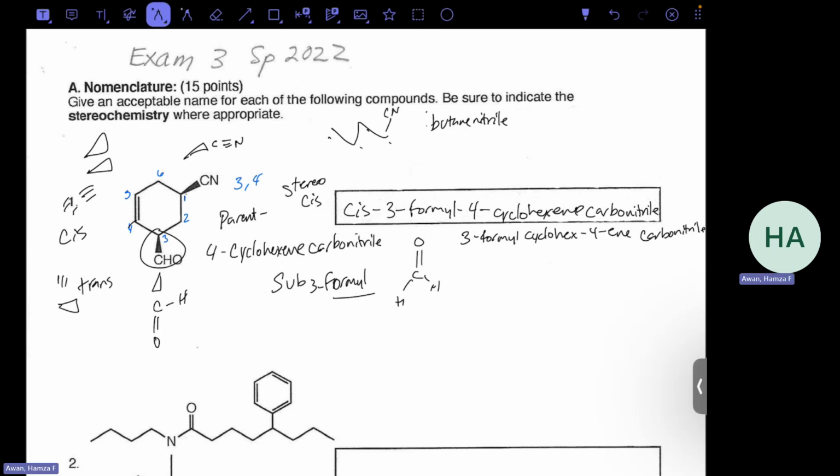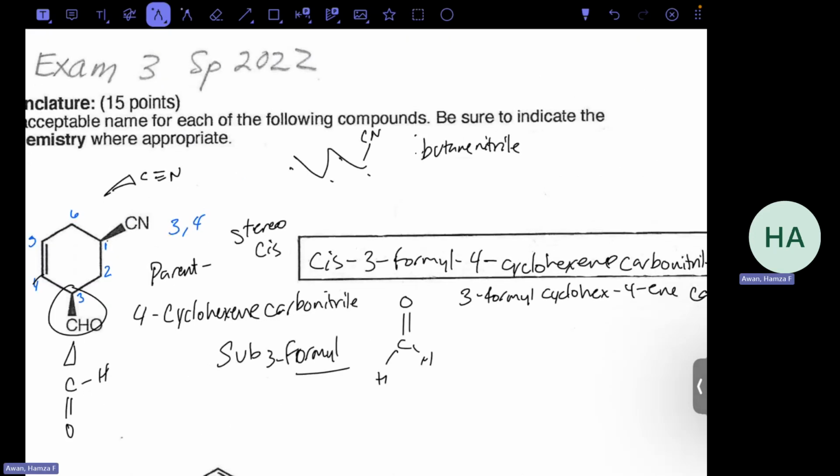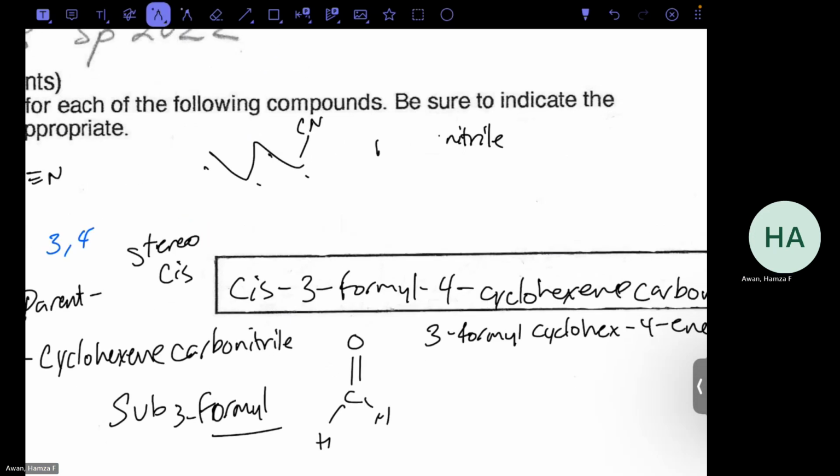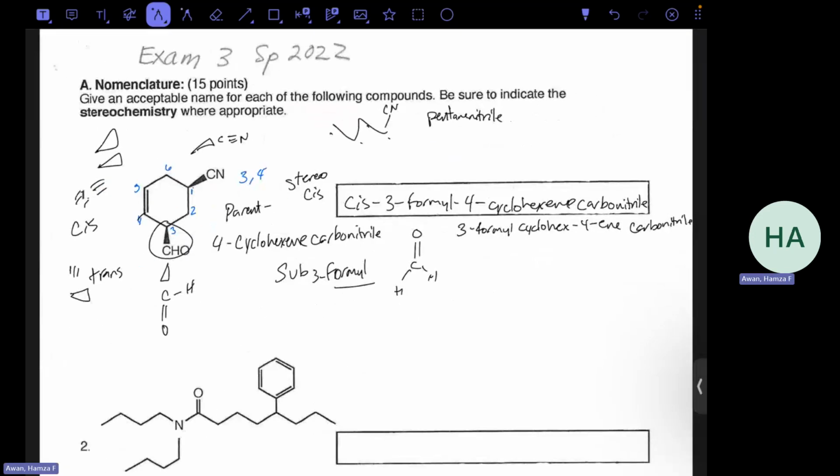For the linear, I don't think it counts for the linear, does it? Do you guys know? It does? Okay. Then I guess this would be a pentane nitrile. I appreciate that. I guess I didn't know. Thank you. Any other questions?